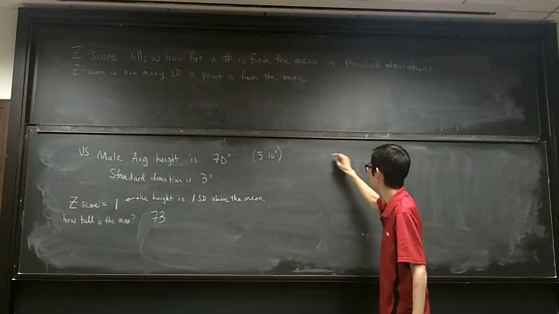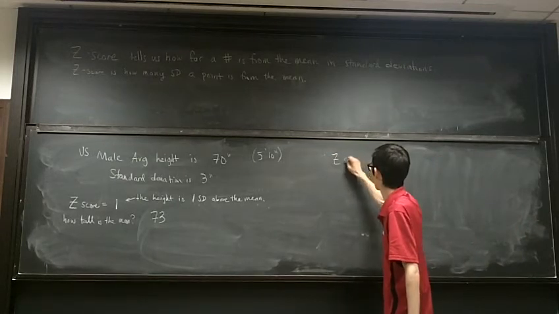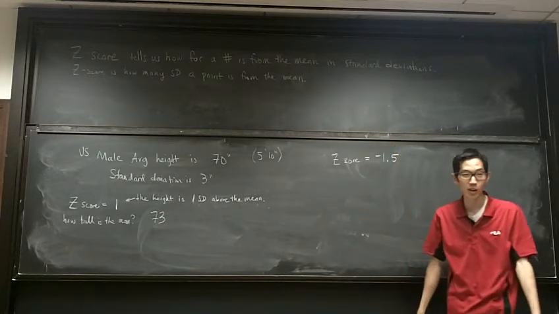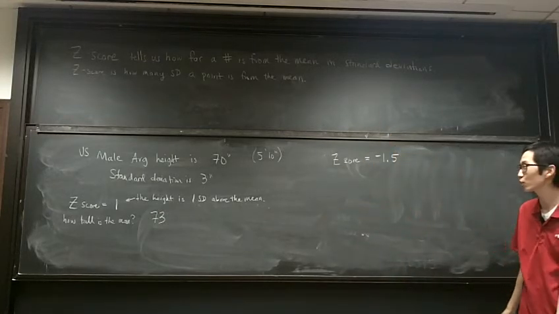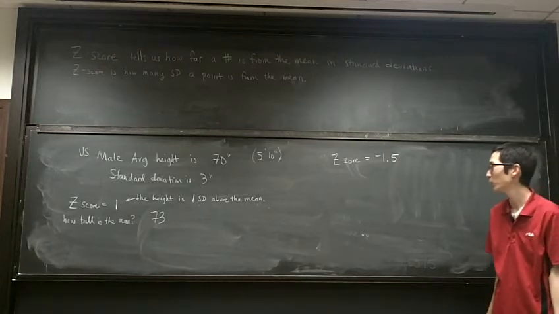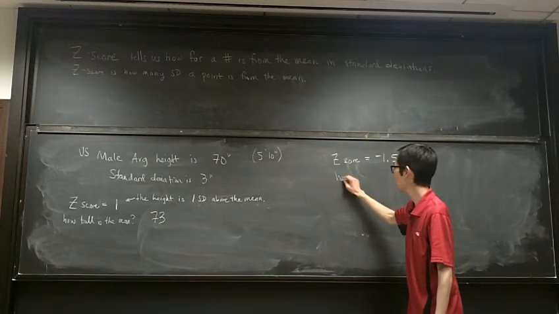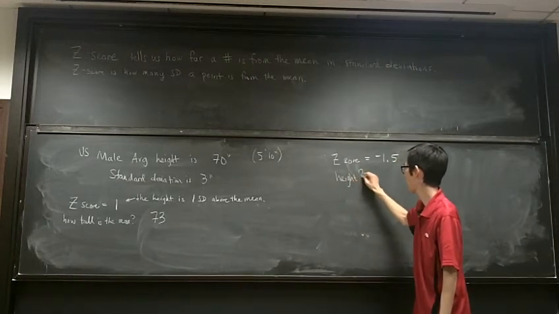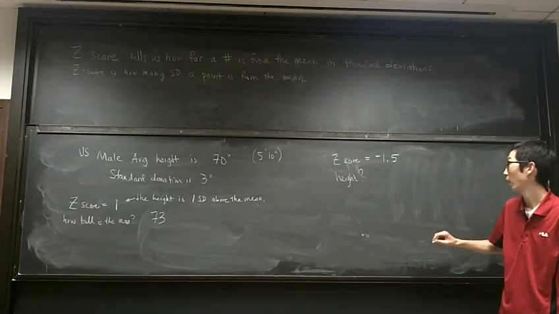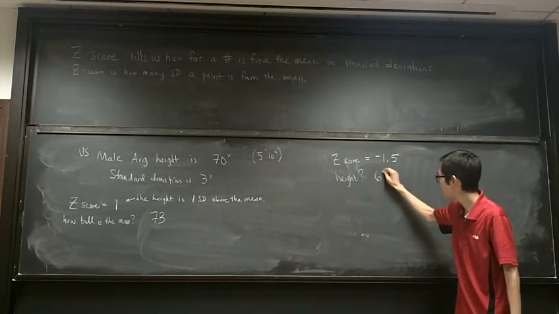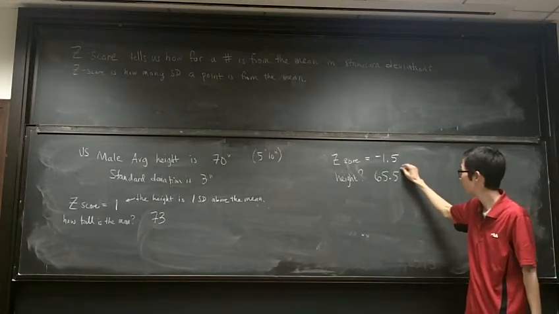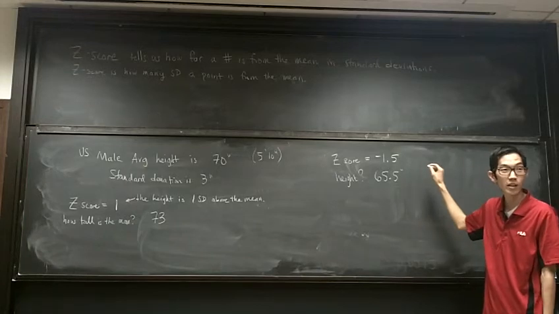What if somebody has a z-score of -1.5? That means they are 1.5 standard deviations below the mean. Don't shout it out. Write a number down on your paper. What is the height? Okay, our answer would be 65.5 inches. Is that okay? All right, yes?